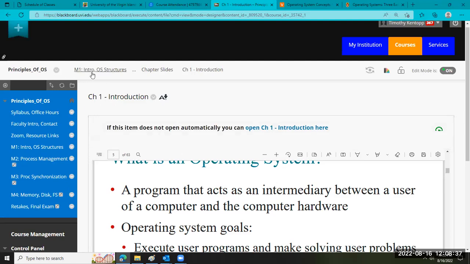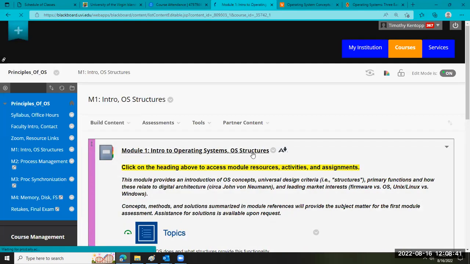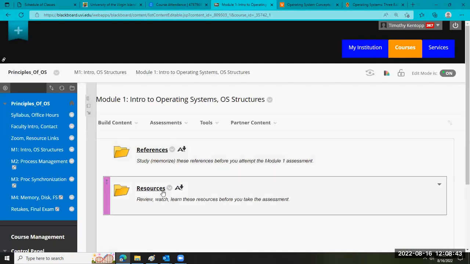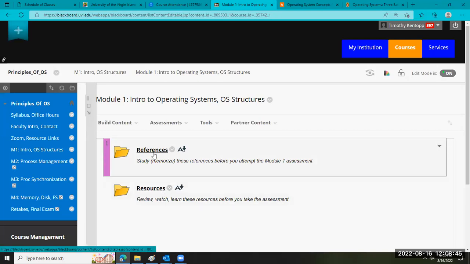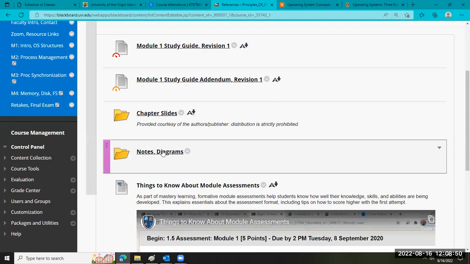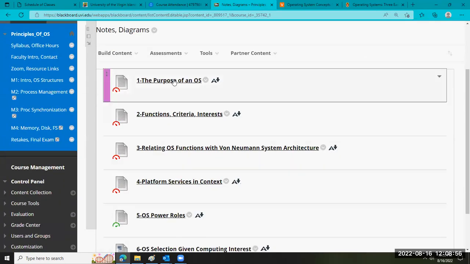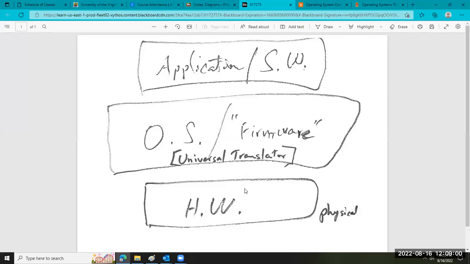And so what I want you to do is spend some time digging in here. And there is a, let's see if it's in here. Notes and diagrams. This is probably it. Yeah, this is probably it. Yep, this is the one. Quick diagram. Can everybody see the screen?